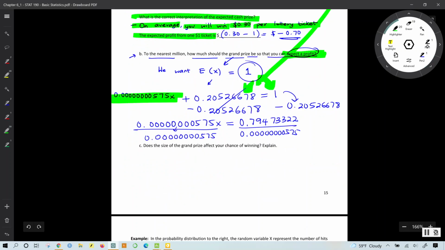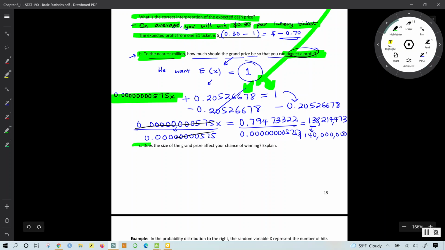And so to solve for x, I'll divide both sides by the coefficient of x, so that x is isolated. On the right hand side, this should give me about 138,214,473. Back to the question, to the nearest million, this would be rounded off to 140 million, approximately. That would be what the grand prize should approximately be.